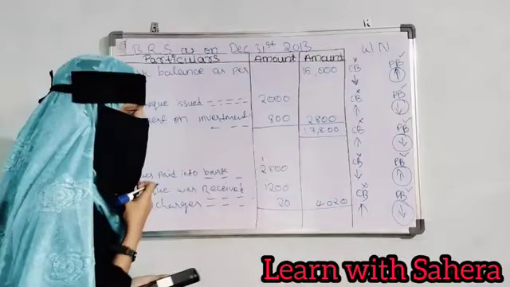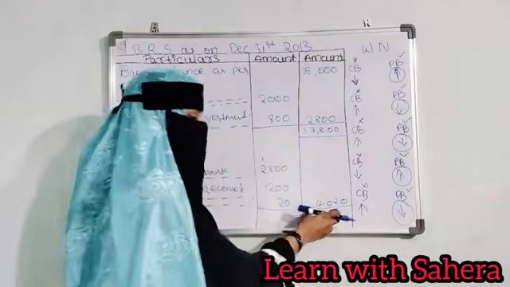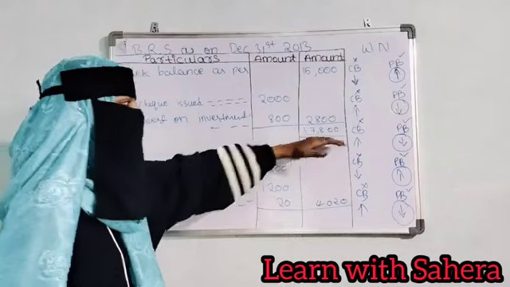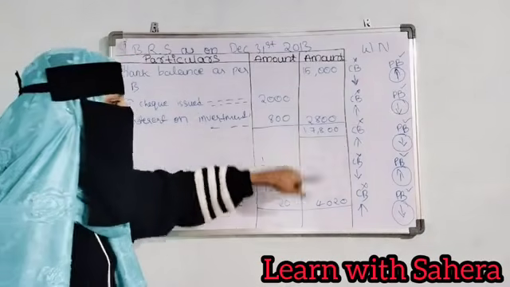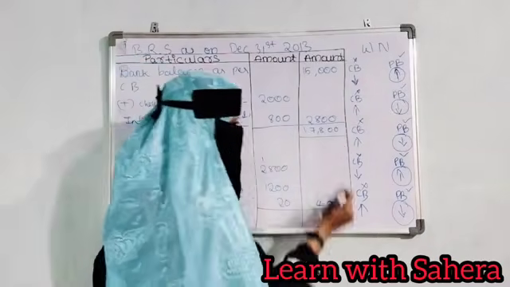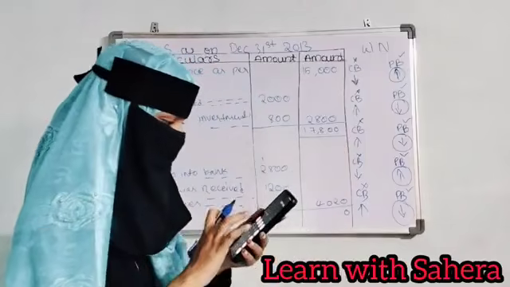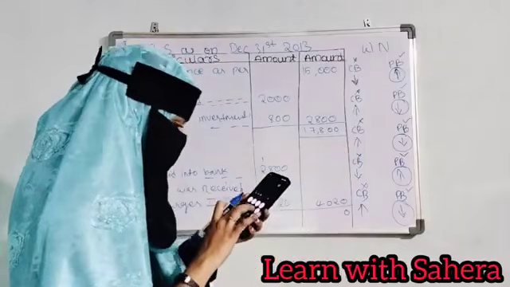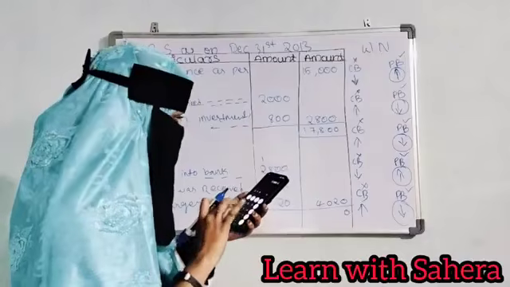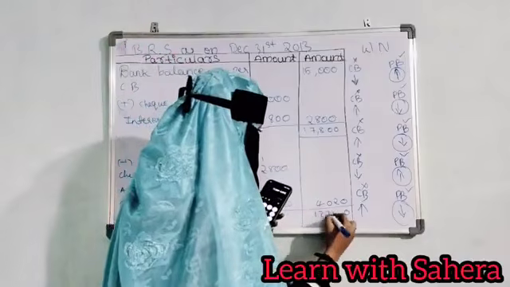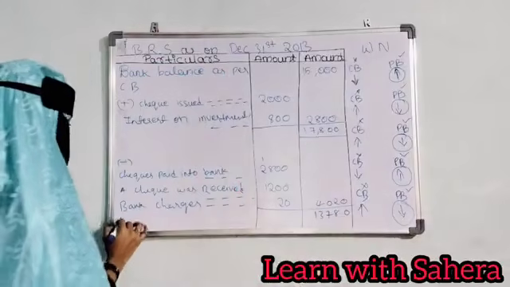Okay. So from this amount you have to minus this amount, because here plus is there, so we have added and we got this amount. Here minus is there, so we have to minus this amount from this. Let us do the calculation: 17,800 minus 4020. How much is the amount, ma? 13,780.